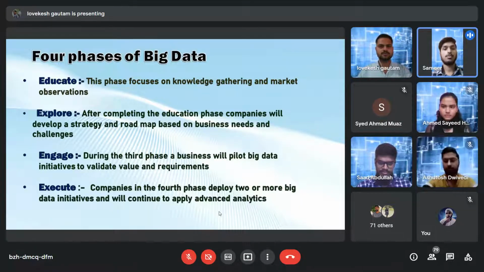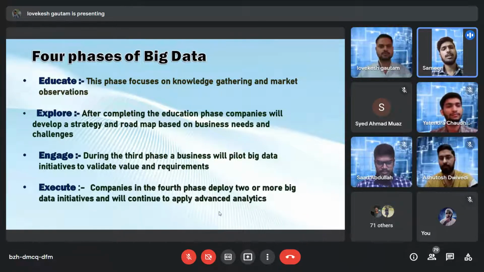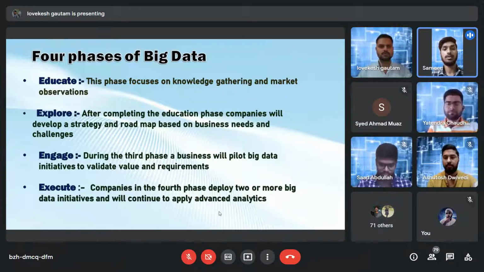Thank you, Saad. So now let us discuss the different phases of big data. As we know, information is the oil of the 21st century, and big data is the combustion engine of it. According to IBM, International Business Machines Corporation, there are mainly four phases of big data. They are educate, explore, engage, and in the end, execute.